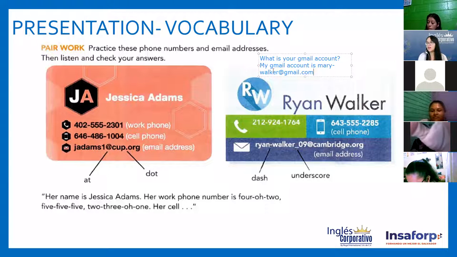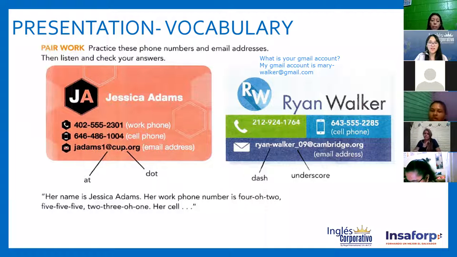Nathalie, what is your Gmail account? My Gmail account is Nathalie Patricia. Ay, ¿cómo se dice la arroba? At? No sé cómo se dice arroba. At. At gmail.com. Okay, at gmail.com. Okay, nice. What about you, Oscar Arevalo?